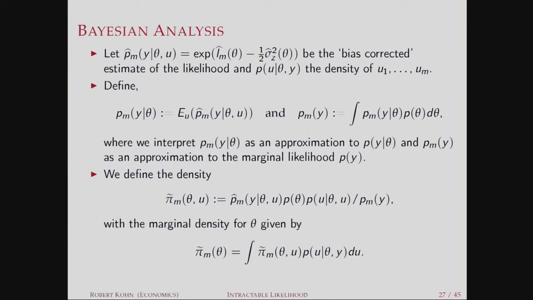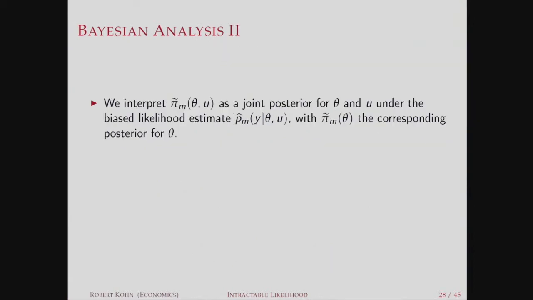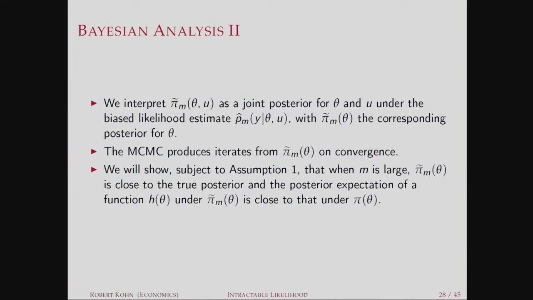p m y theta is our target. That's the likelihood, but it's not the true likelihood. We define the posterior density, the proxy posterior density, pi tilde m theta u, and then the marginal for that is pi tilde m theta. And if we run an MCMC, that's our target. So how good are we? Basically, pi m theta u is the joint density. MCMC produces iterates from pi tilde m theta on convergence.